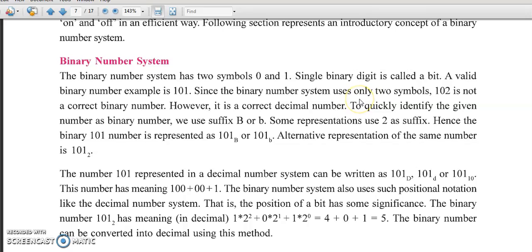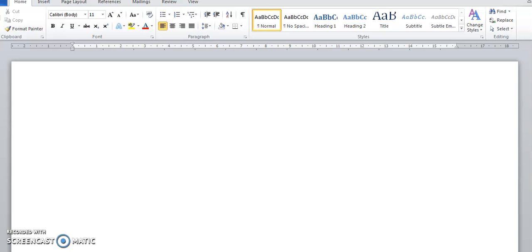A single binary digit is called a bit. And if you remember, I told you that 8 bits equal 1 byte, 1024 bytes equal 1 kilobyte, 1024 kilobytes equal 1 megabyte, 1024 megabytes equal 1 gigabyte, and 1024 gigabytes equal 1 terabyte.